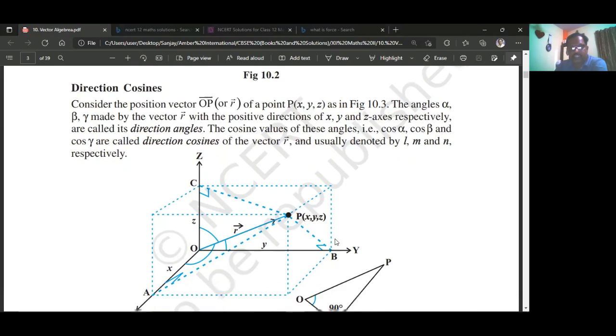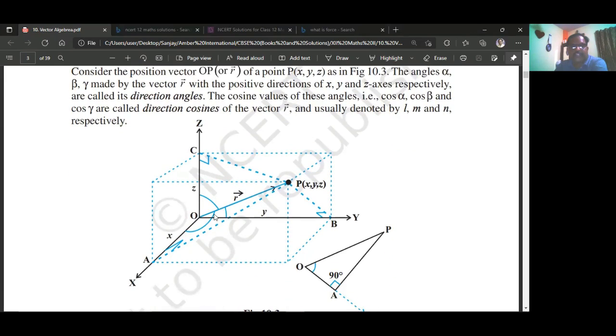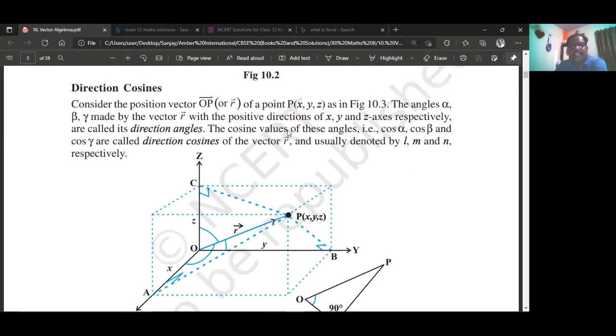If you observe the diagram here, this is the angle made by this r bar with the x axis, this one is the angle made by r bar with the y axis, and this one is the angle made by the same vector r bar with the z axis. These angles are known as the direction angles, and the cosine values of these angles, that is cos alpha, cos beta and cos gamma, are known as the direction cosines of the vector r bar, and they are generally denoted by the letters L, M and N respectively.